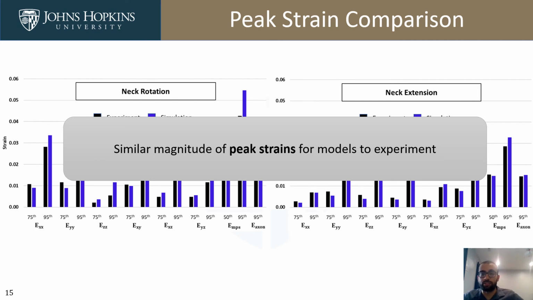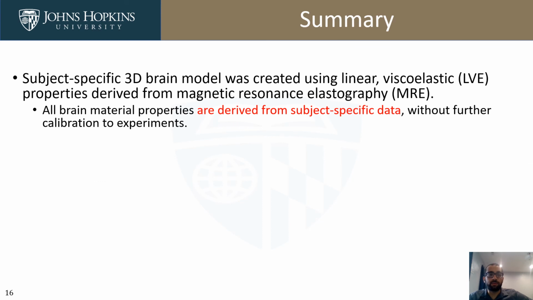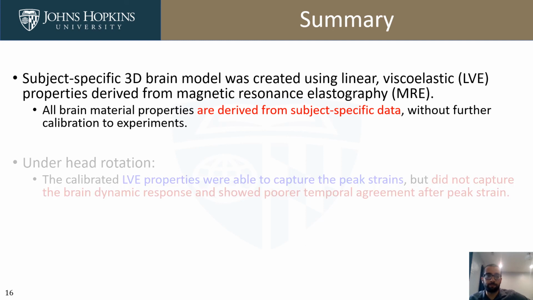The summary for this work is that subject-specific 3D brain models were created using a linear viscoelastic, or LVE, model derived from magnetic resonance elastography, and these brain material properties are derived from subject-specific data without further calibration. Even though we used some ex vivo data, we kept the magnitude and the shape of that original 30, 50, 70 hertz data the same.